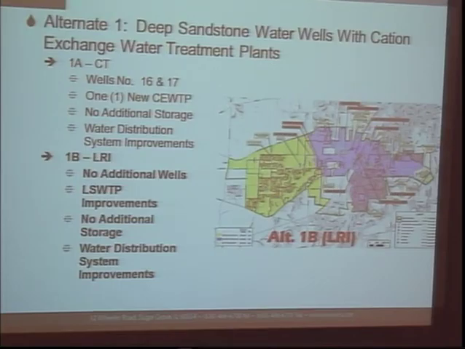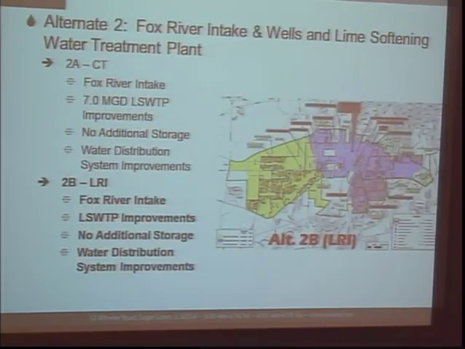The exhibit to the right summarizes the LRI improvements. We talked through pretty much each one of these, but in summary form: for current trends, you need 2 new wells. For LRI, you don't need any additional wells. For current trends, you would need a new cation exchange water treatment plant for well 17. Well 16 would actually come to the lime softening plant. No additional storage is needed in either case, and then there's water distribution improvements. The red boxes here are pointing to improvements that would be needed as part of that alternate.